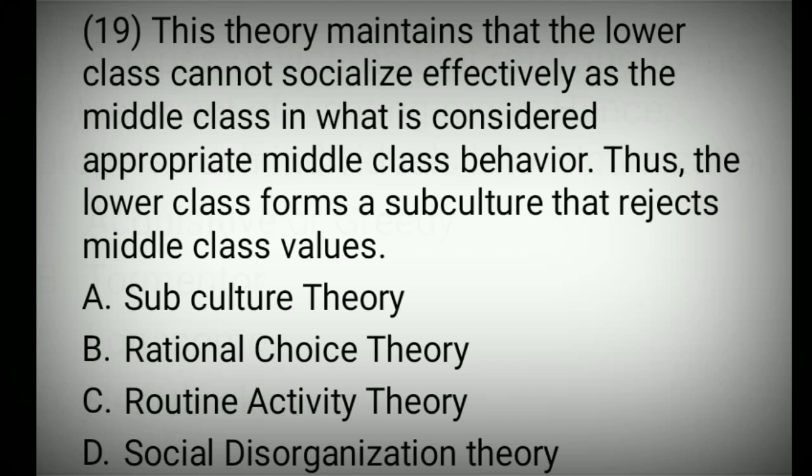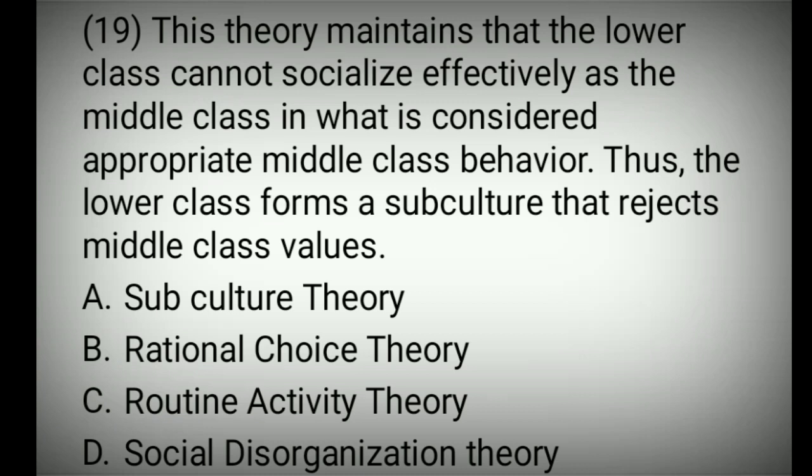19. This theory maintains that the lower class cannot socialize effectively as the middle class in what is considered appropriate middle class behavior. Thus, the lower class forms a subculture that rejects middle class values. A, Subculture theory. B, Rational choice theory. C, Routine activity theory, or letter D, Social disorganization theory.